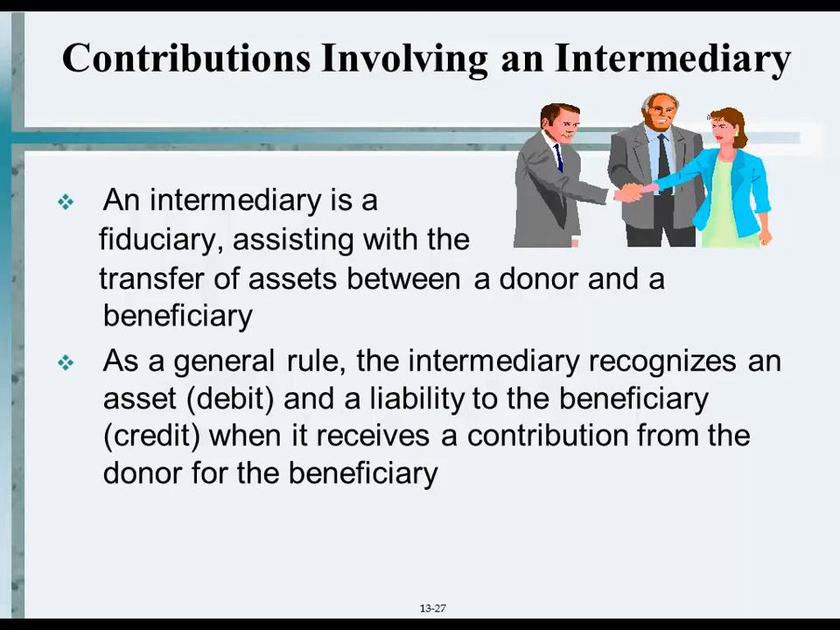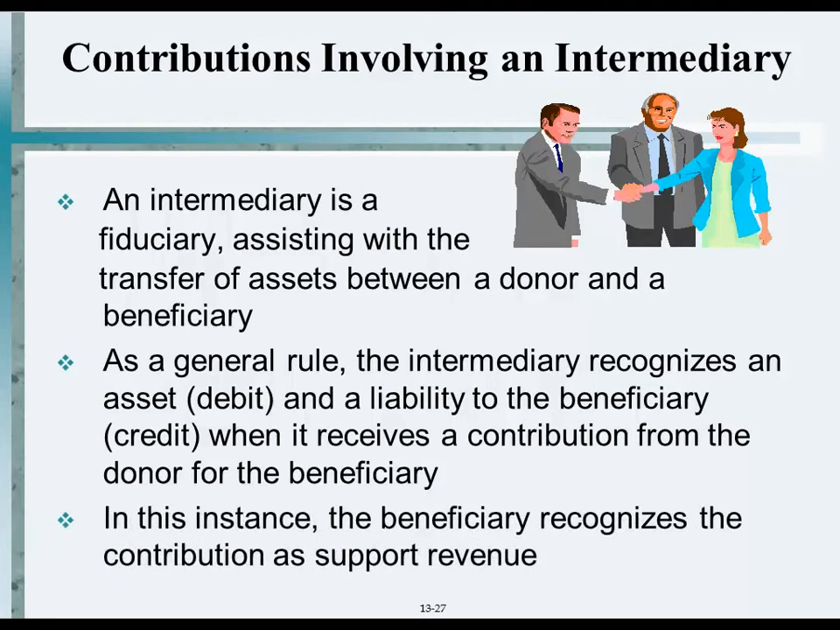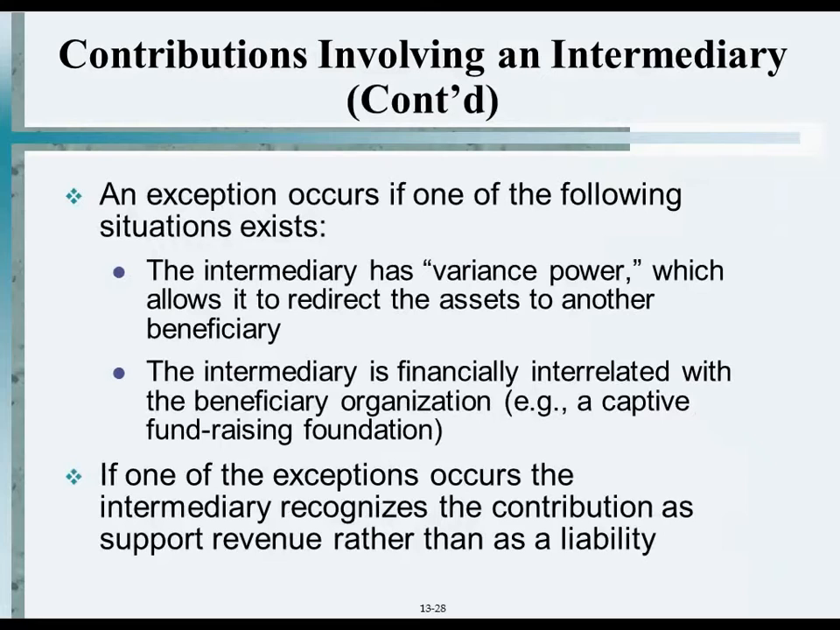All right, so if you were the charity getting money from the top layer so you can give it to the other, do you recognize that as revenue or not? And the answer here is they need to show that just like your agency fund. You have an asset and you have a liability to whoever is going to receive those funds, except in the following case. If an exception occurs, if one of the following situations exists. There's this fancy term variance power, which allows it to direct the assets to another beneficiary, and the intermediary is financially interrelated.